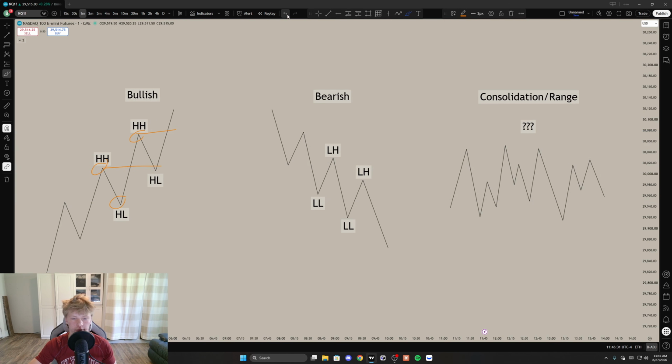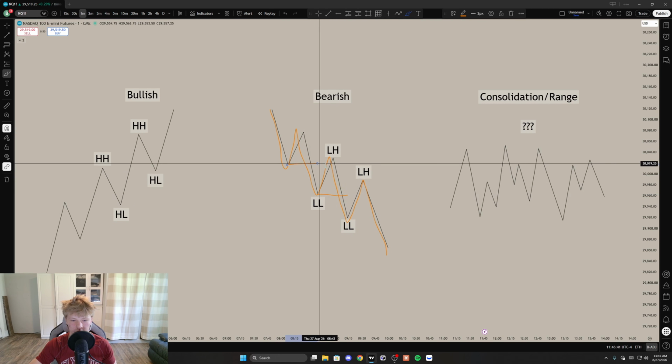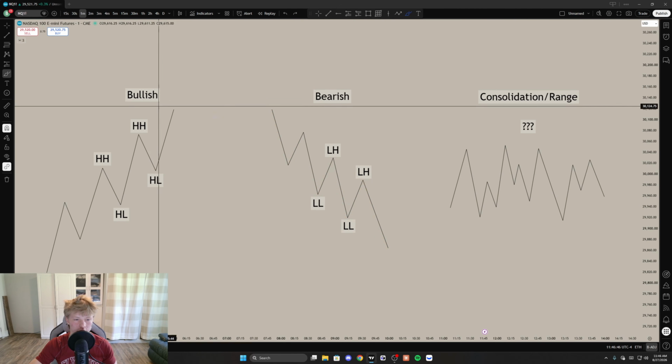Okay. A bearish market is the exact opposite. It is when we are moving in lower highs and lower lows, claiming the left lows in the market. Okay. So that is bearish and bullish.